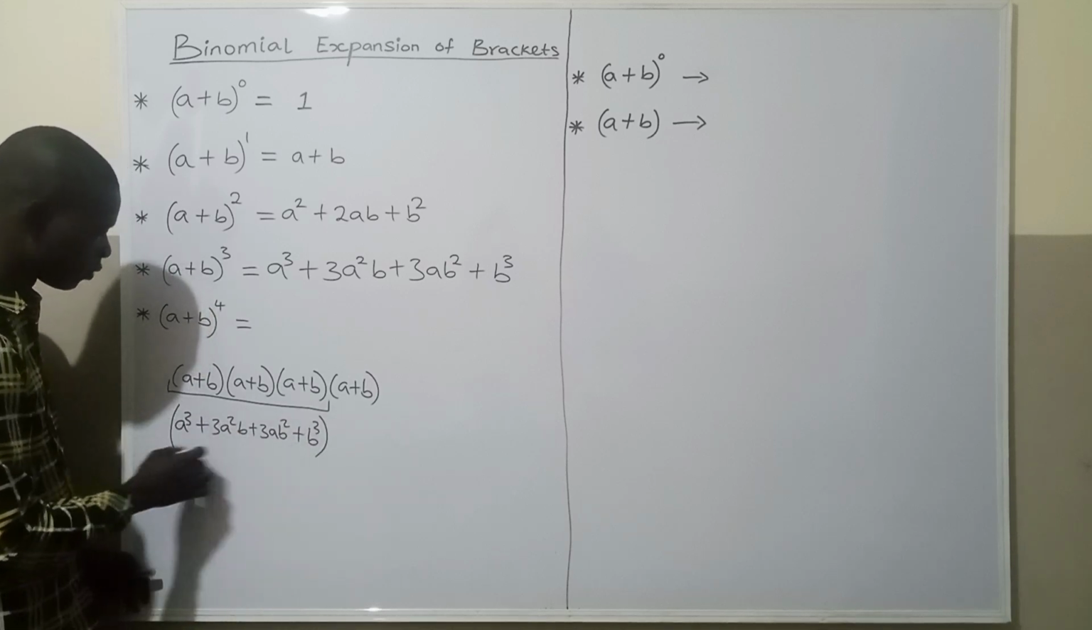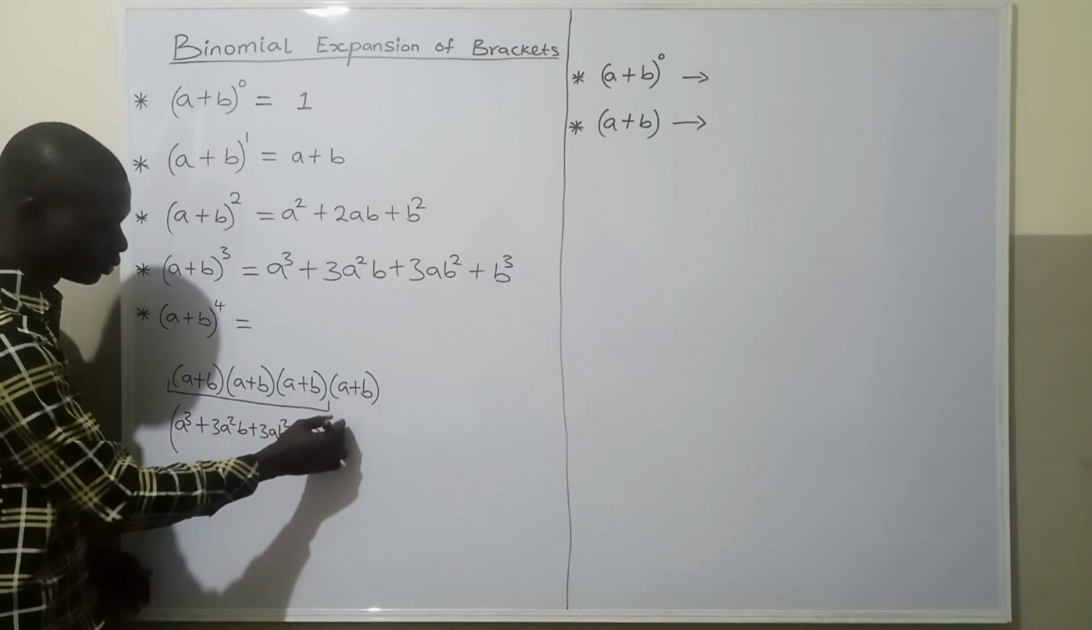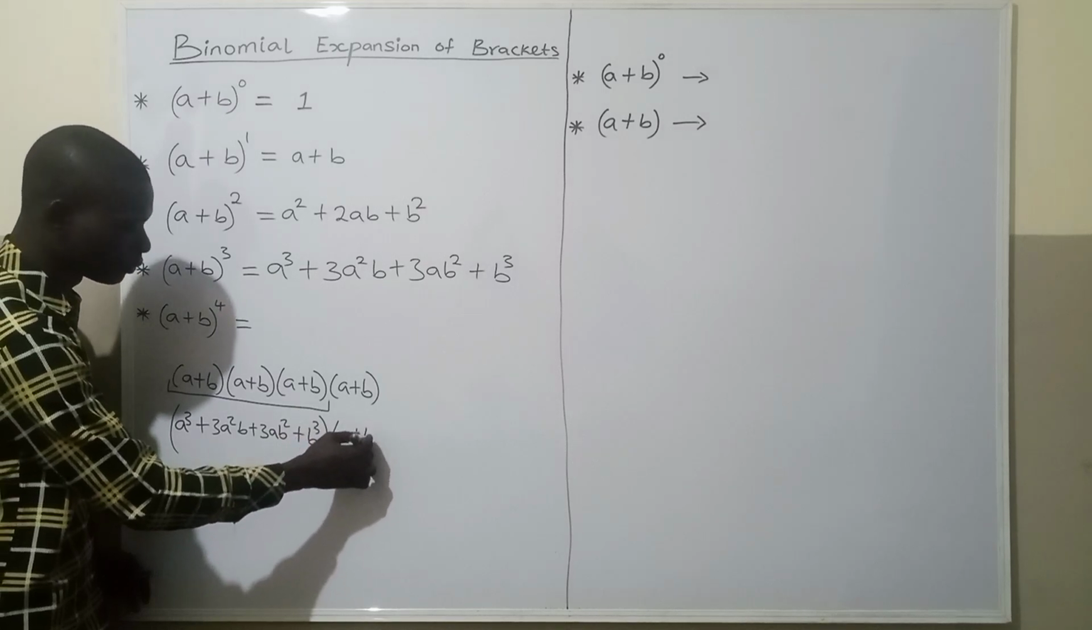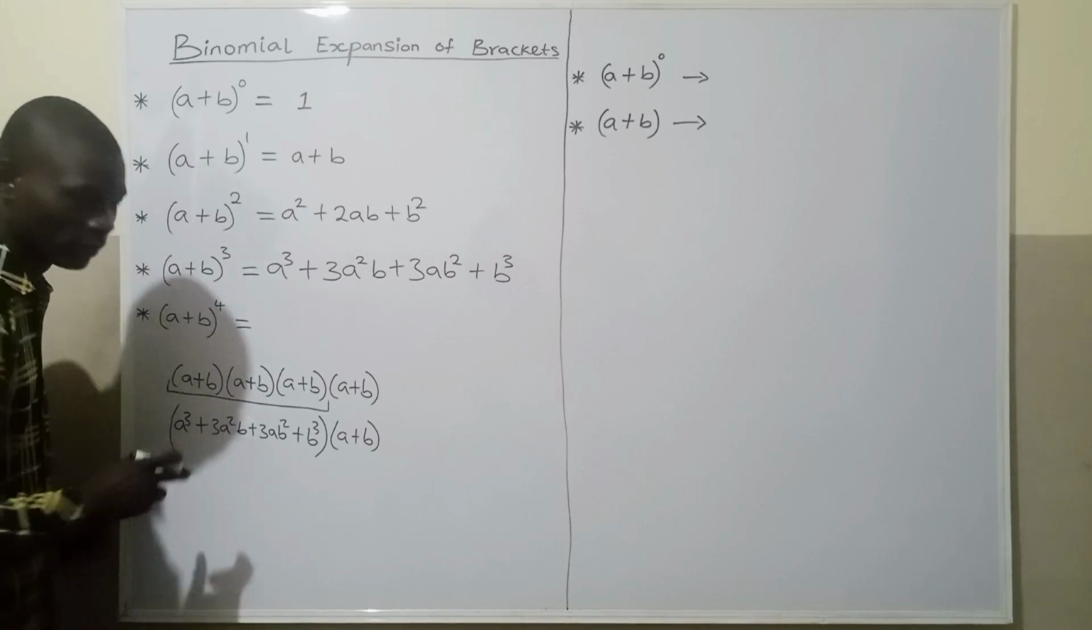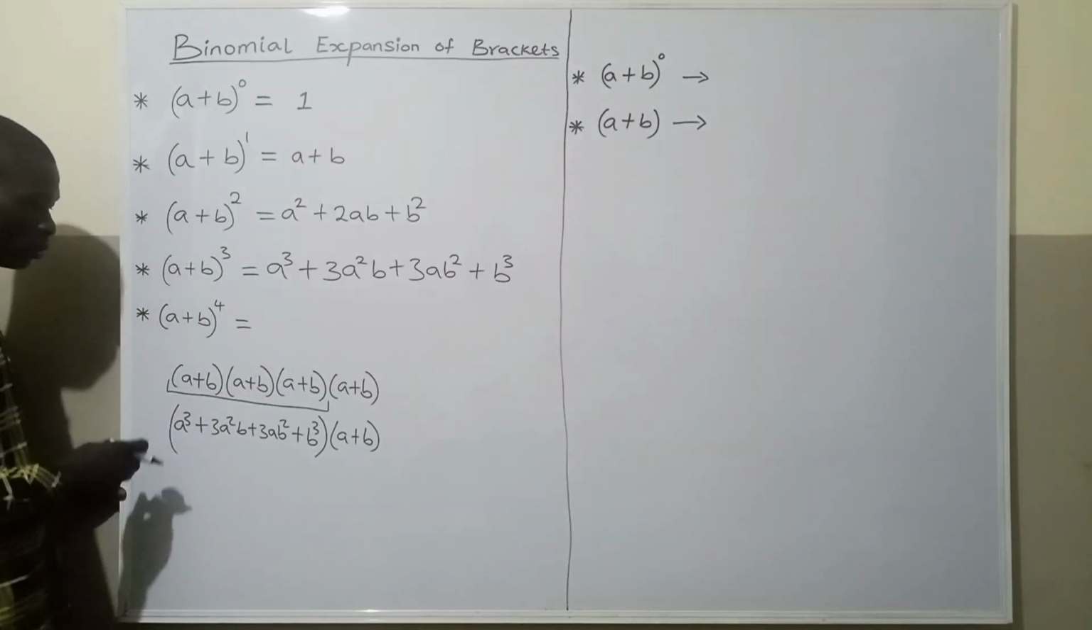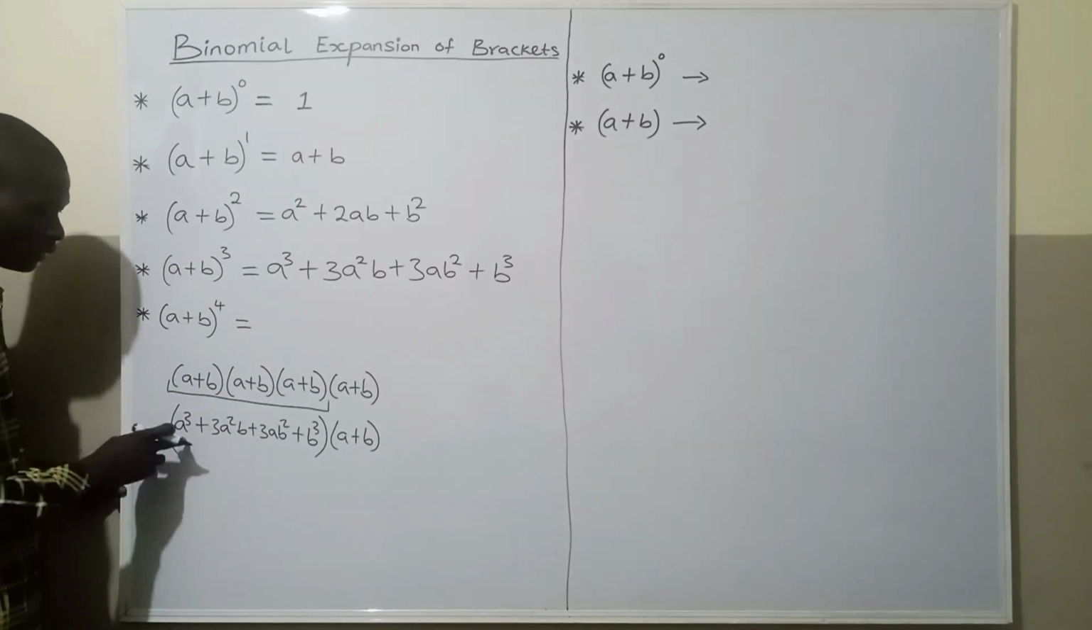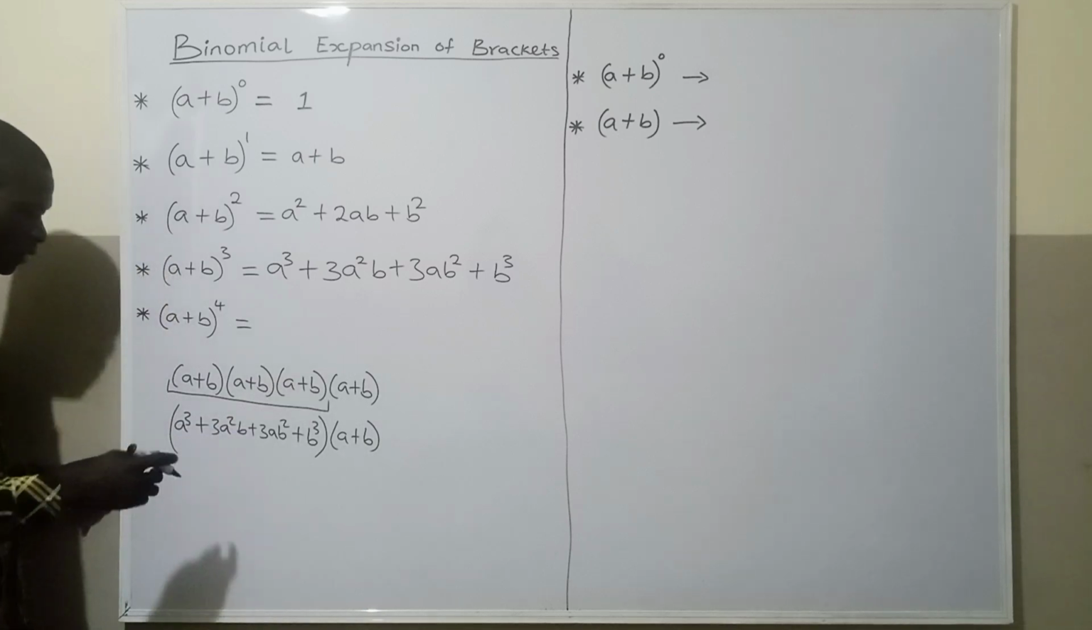Now all of these will be multiplying this bracket, which is a plus b. So this is going to be lengthy, it's going to be lengthy, so we'll be taking them. I'll try to make sure that my writing is small so that it can contain this place that we have.